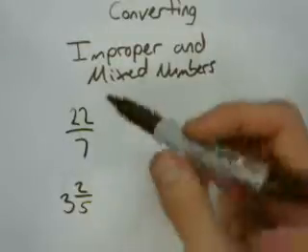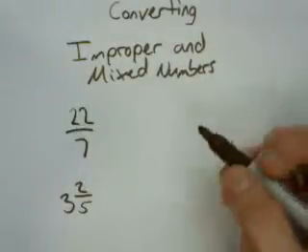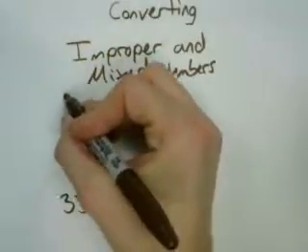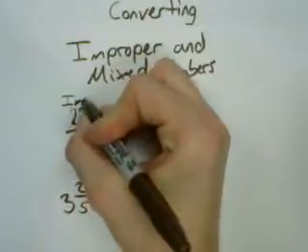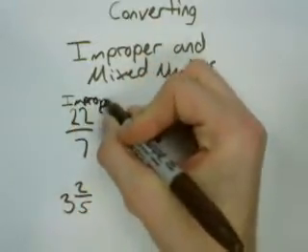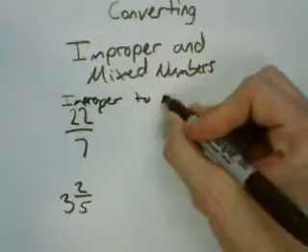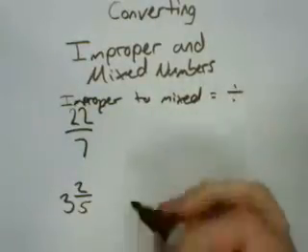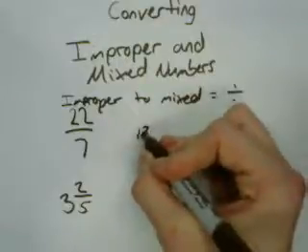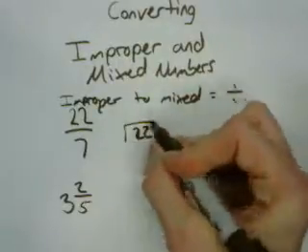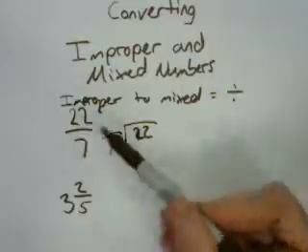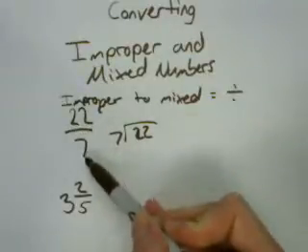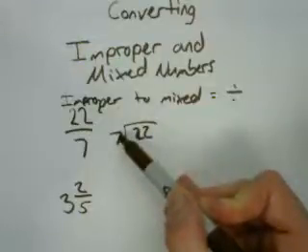So first, to go from an improper fraction to a mixed number, we need to divide. That's division. Okay, so here I take 22 and I divide by 7. Notice the number on top goes inside, the number on bottom goes outside. I'm dividing by 7.